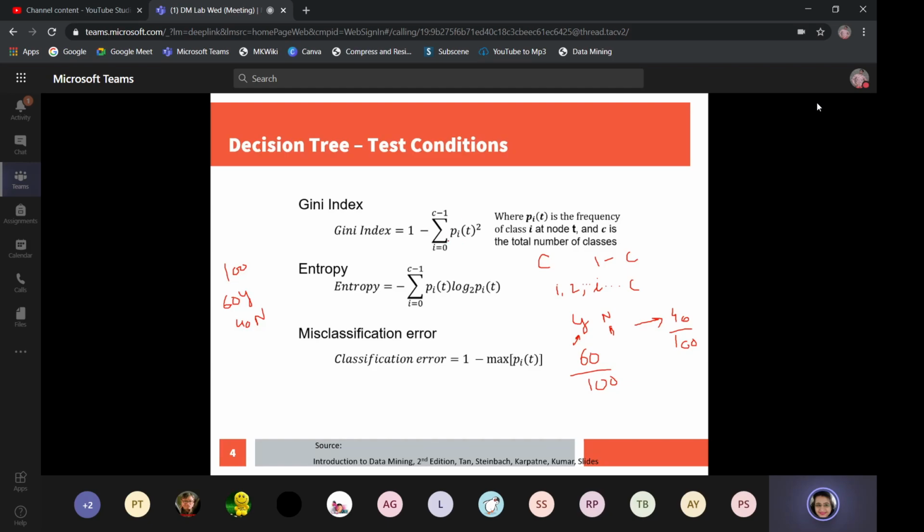So you will then square it and you will sum everything. So this will be 1 minus 6 by 10 whole square plus 4 by 10 whole square. So it will give you some measure. And now what is happening? Let's just see what will happen.